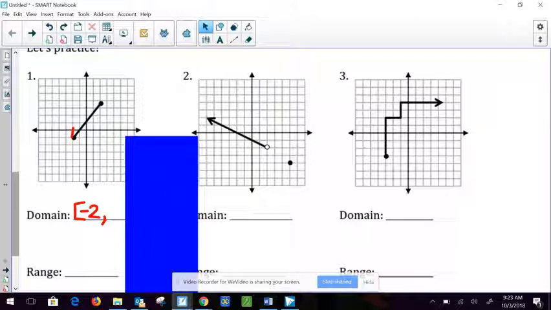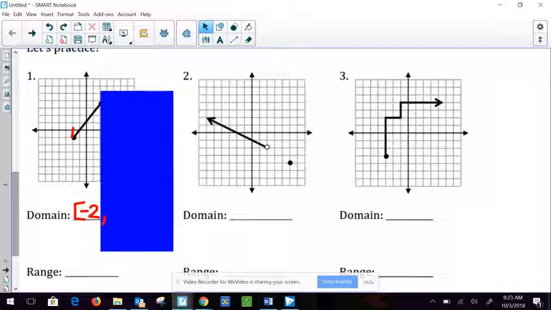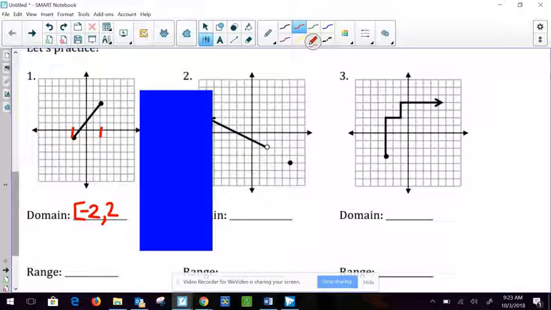Now I'm going to take my note card and line it to the far right of my graph. Looking at the far right, it lines up right here. If I move my note card out of the way, count 2 lines to the right, it ends at +2. And again, that's a solid dot, so that gets a bracket.